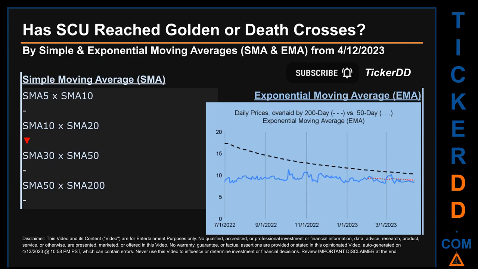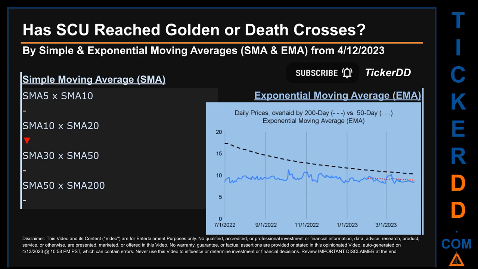Has SCU price reached golden or death crosses? Golden cross and death cross are basic signals that compare average prices across two specified trade day ranges, a short-term versus a long-term range. For example, 5-day versus 10 trade days.